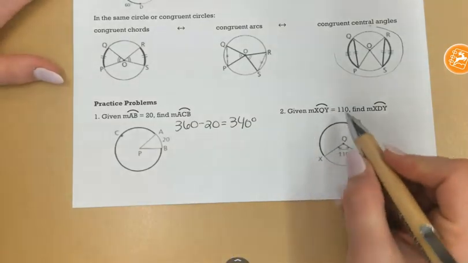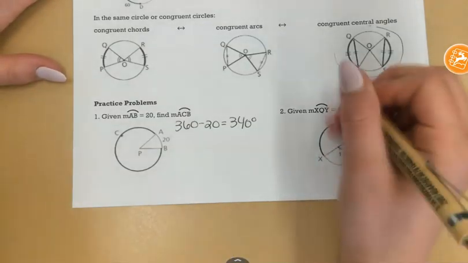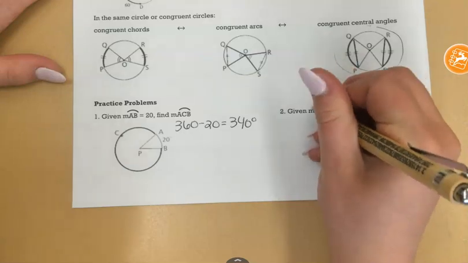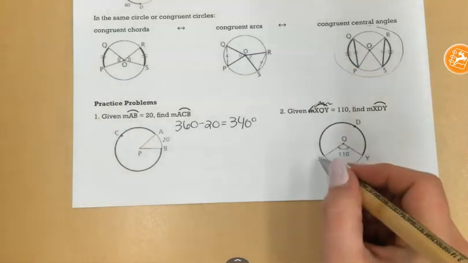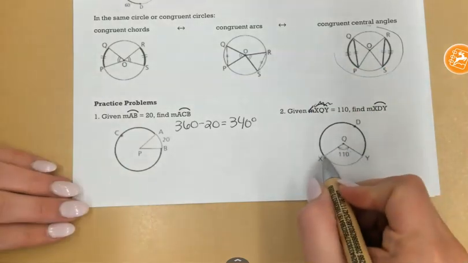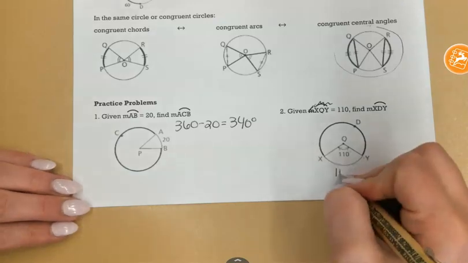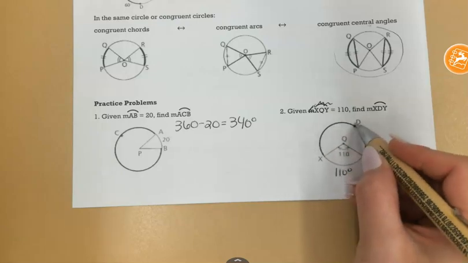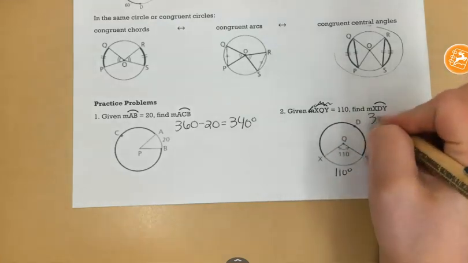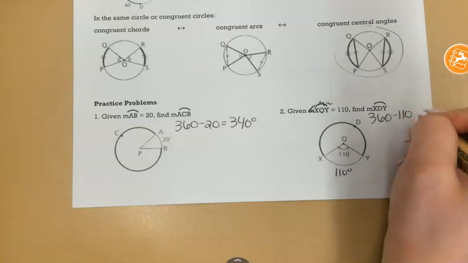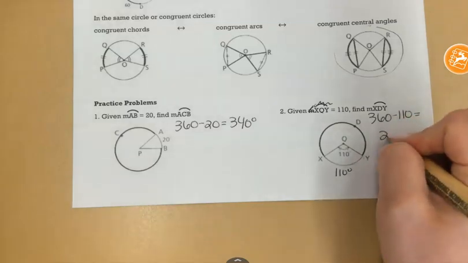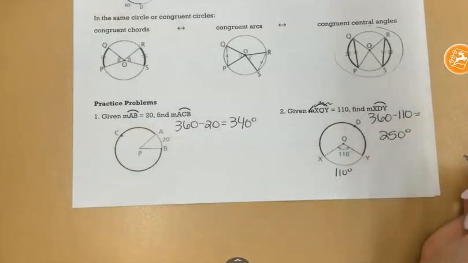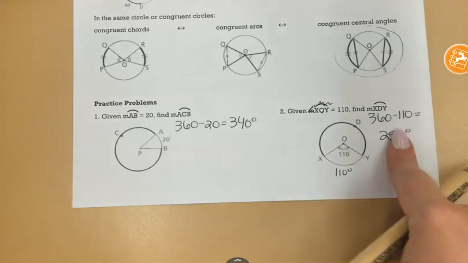Then on 2, I know that, and this should be angle XQY, not arc. If angle XQY is 110, that means that arc XY is also 110. So if I want to find the measure of arc XDY, again, I'm going to take 360 and subtract 110 to get my remaining measure as 250 degrees. So this would also be a major arc.